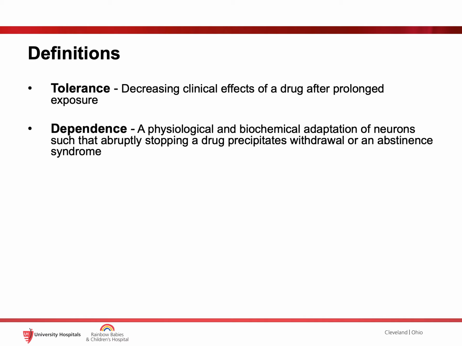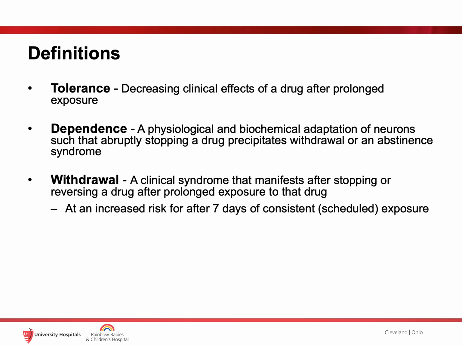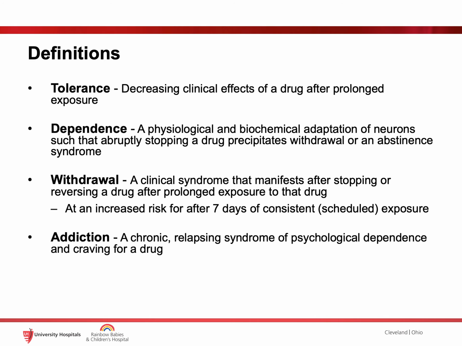So if you take that medication away when they've developed that dependence, they're then going to show withdrawal. Withdrawal usually occurs after about 7 days of being on consistent scheduled pain medications. And again, it can also be benzodiazepines. And in that, they show clinical symptoms. With opioids, that would include GI symptoms, so nausea, vomiting, and diarrhea. With benzos, it's going to show more of the agitation, tremors, and those types of symptoms.